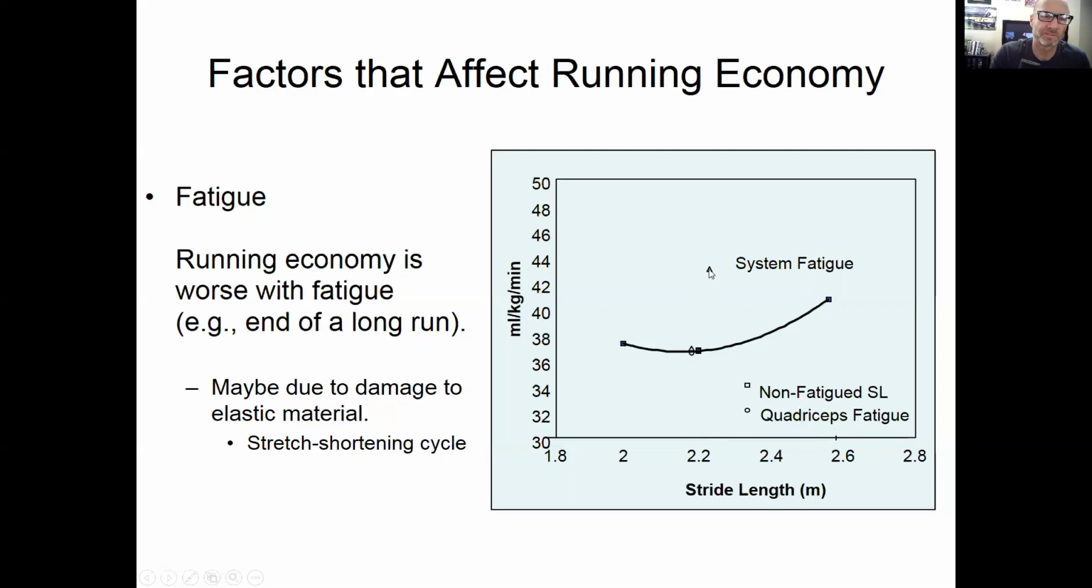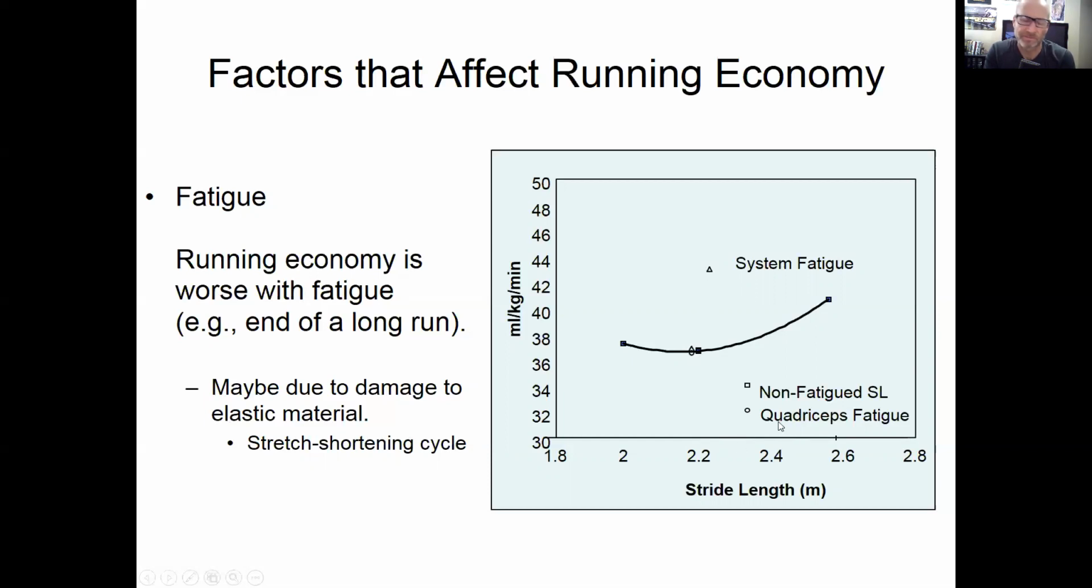So they did the graded exercise test, had them stop and get the treadmill back to the original speed, and then tested VO2 again. And you can see they selected almost the same stride length after that graded exercise test, but yet they had a huge change in VO2. So system fatigue influenced running economy. They were less economical after the graded exercise test than before.